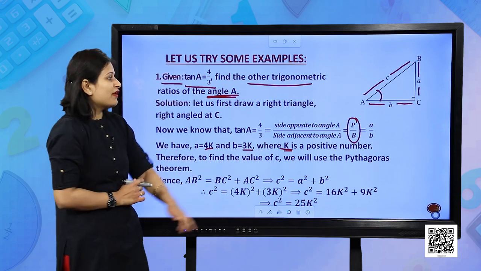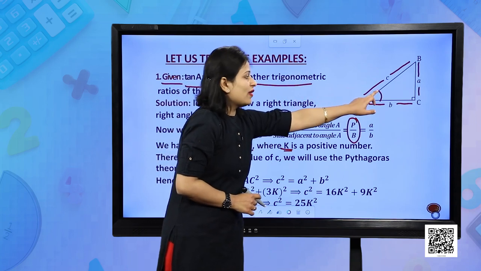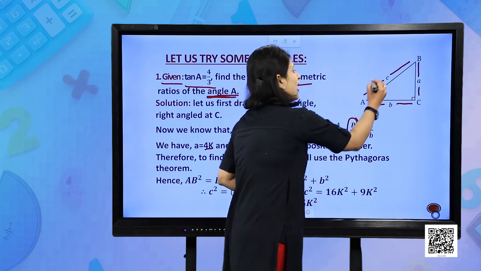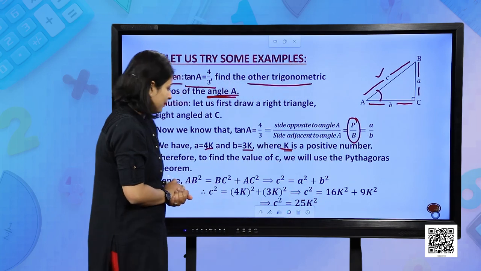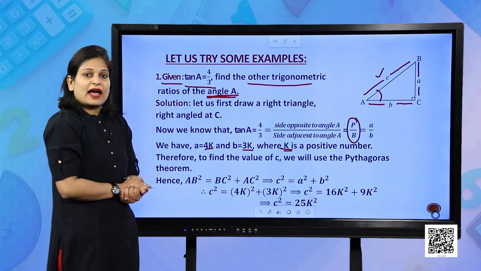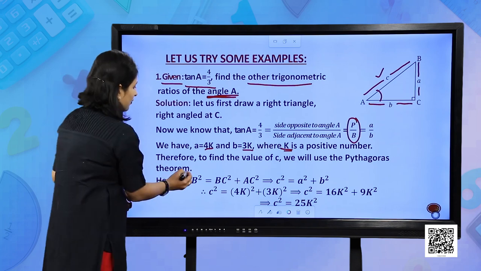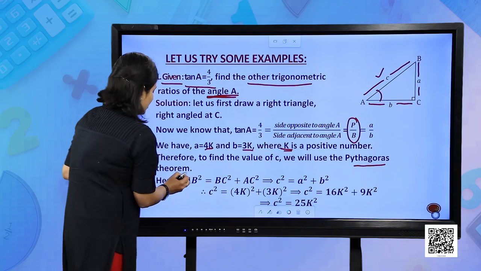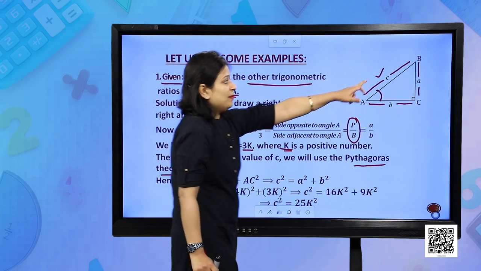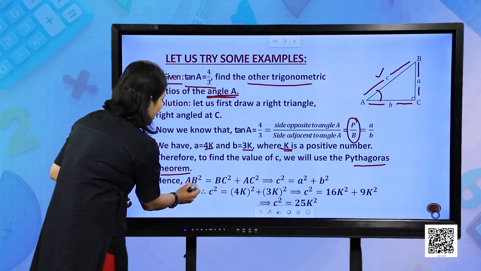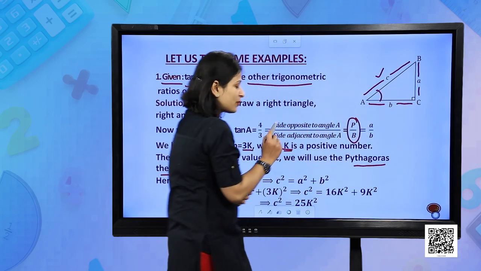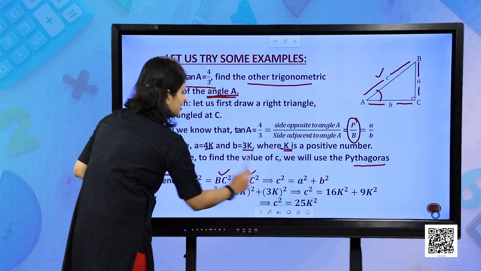I need to calculate the value of c. Since I know one angle and two sides, I have to calculate the value of c. How will you calculate the value of c? For this, we need to apply the Pythagoras theorem. Now, what does the Pythagoras theorem say? AB square, which means hypotenuse square, is equal to BC square plus AC square.